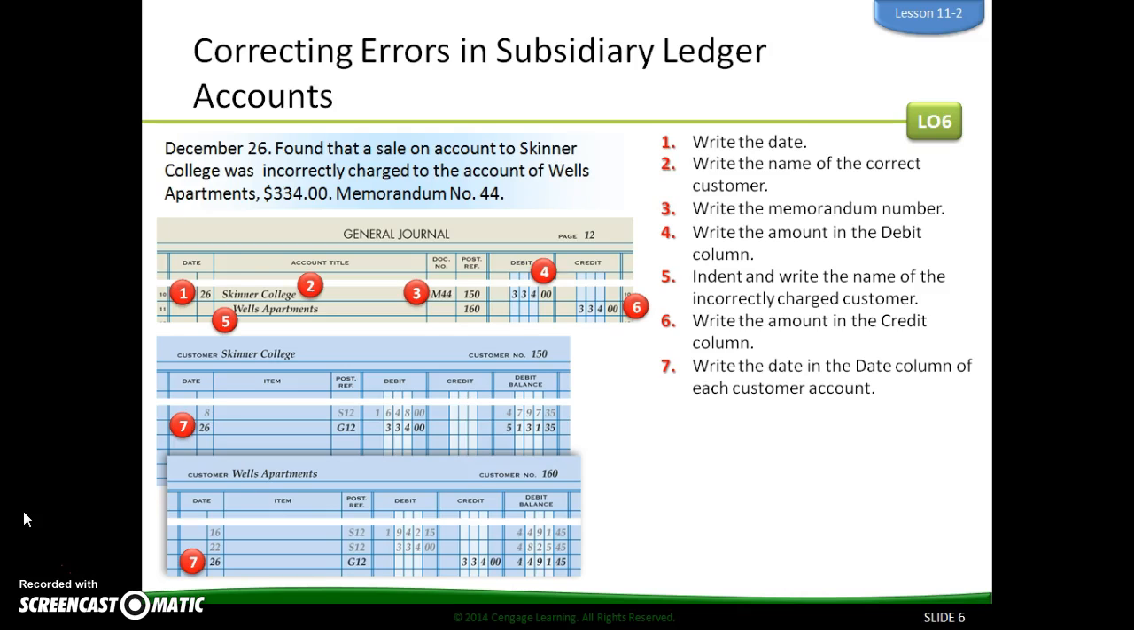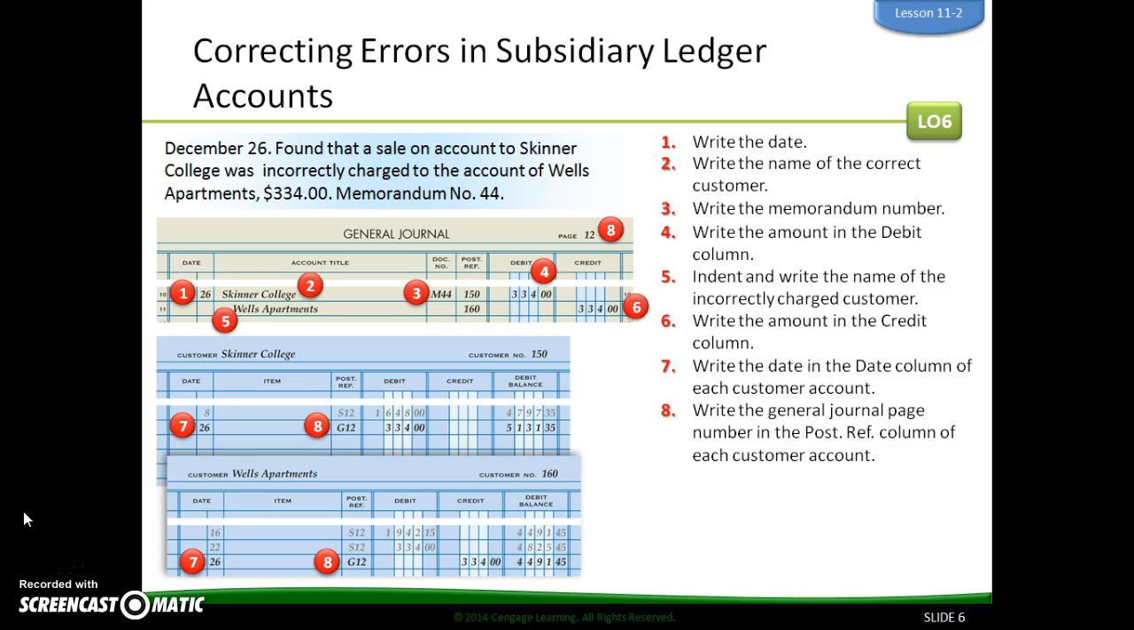Okay, now when you're doing errors, you want to always make sure that you accurately record the date that you found the error, the name of the correct customer and the document number, the debit amount. The name of the incorrectly charged customer goes below because that's who we're going to go ahead and credit. And then you would make sure that you update and post the correct amounts into those subsidiary ledger accounts.